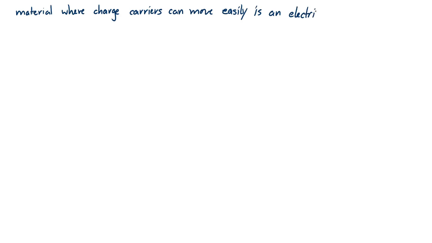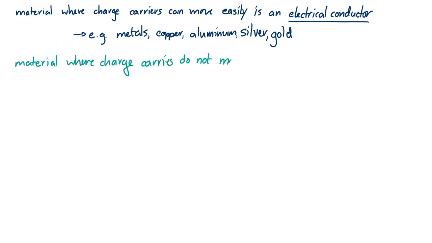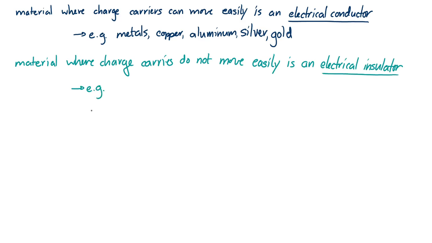Now, a material where these charge carriers, these electrons, are able to move around easily is called an electrical conductor. An example of that would be most metals like copper, aluminum, silver, gold. A material where the charge carriers, the electrons, are not able to move around easily is called an electrical insulator. An example of a material that's an electrical insulator is rubber, also plastic, wood, paper, air.